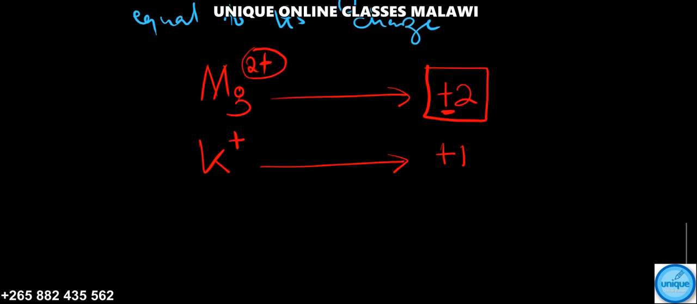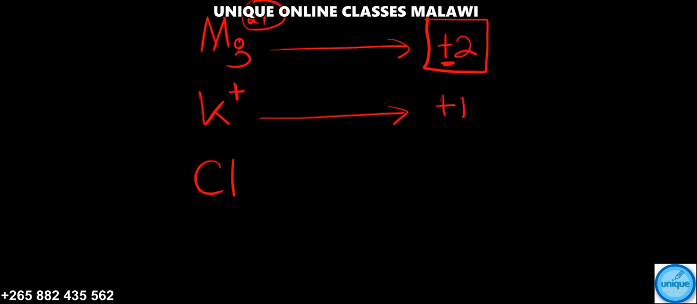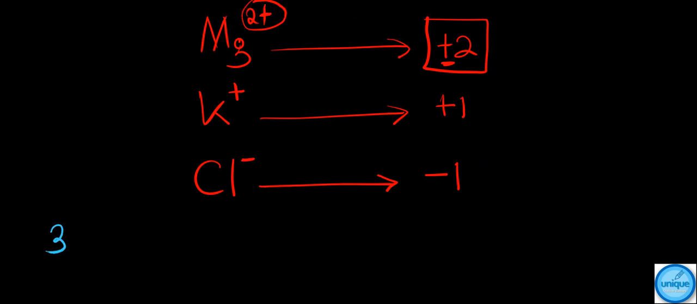What about chlorine? Chlorine is in group 7, therefore it needs only 1 electron, its charge is negative, therefore the oxidation number of chlorine will be -1.